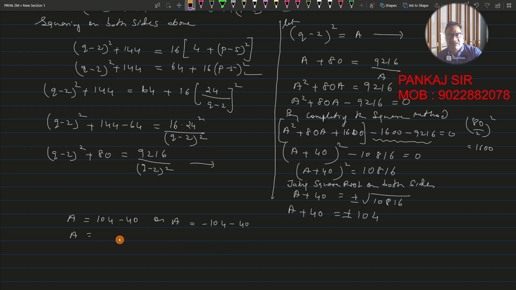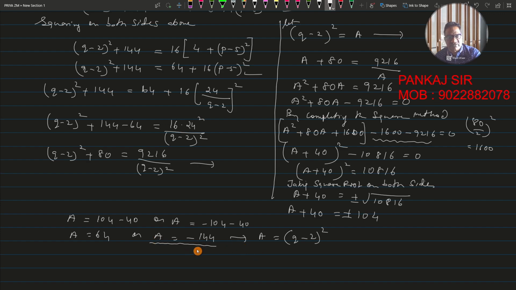Okay, so 104 minus 40 is 64, and another value of a will be minus 104 minus 40, which is minus 144. Okay, these are the two values I'm getting, and don't forget that this a is nothing but q minus 2 the whole square. Now a being a squared quantity, you cannot get a equal to a negative value, because a is a squared quantity and cannot be negative.